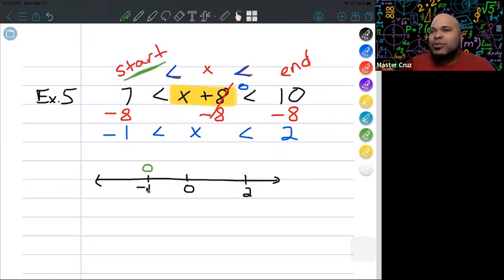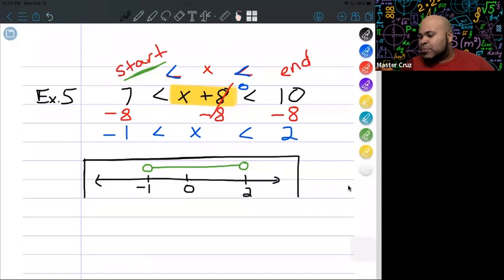So this number, you start at -1, and where are you going to end? You're going to end at 2. So a closed circle at 2, and then you connect them. You start at -1 and you end at +2. That's it. That is my answer. There's nothing else.